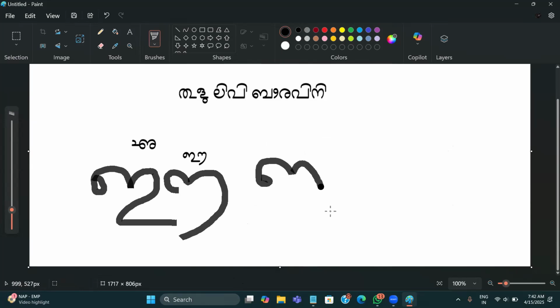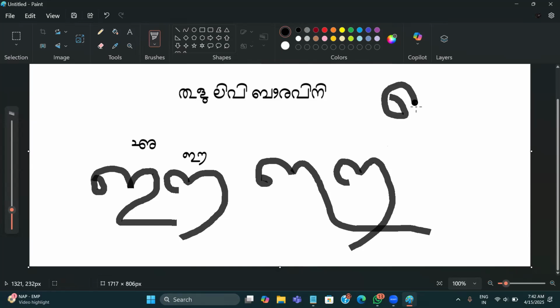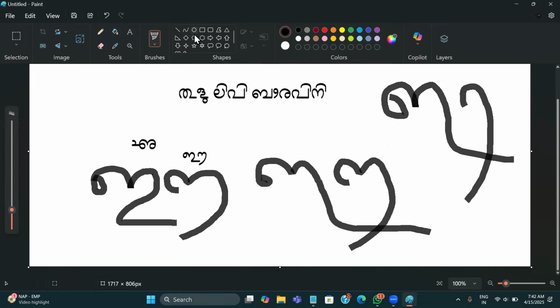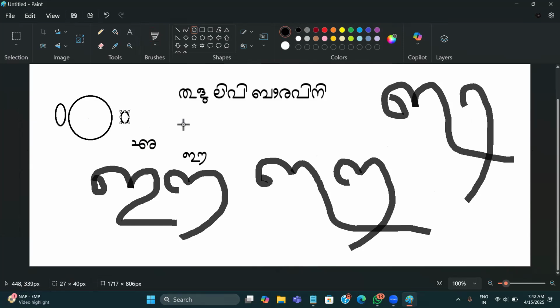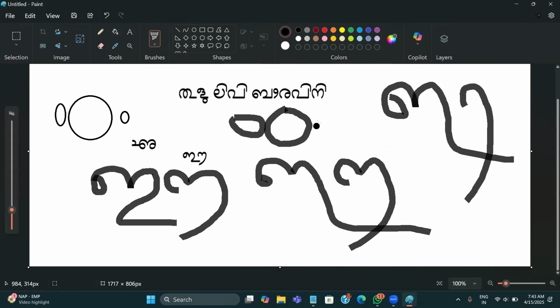In order, like this. After, in some manuscripts it is like this, and in some, firstly one small zero, one big zero, one small zero. This is also E only. I will show with the brush also. One small zero, one big zero, small zero. This is also used to represent E only.